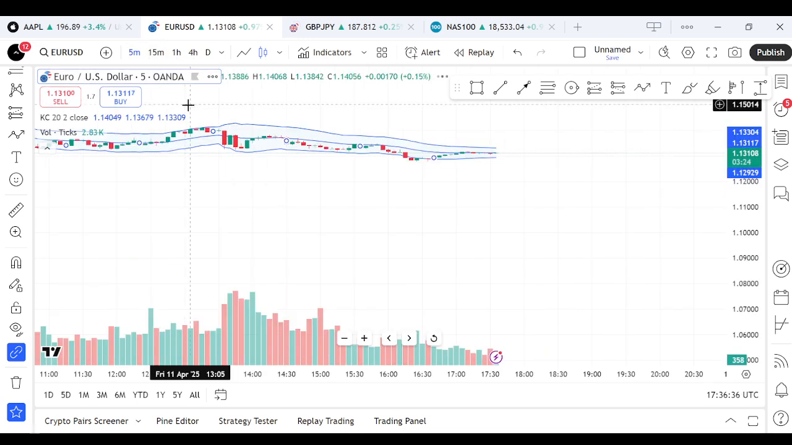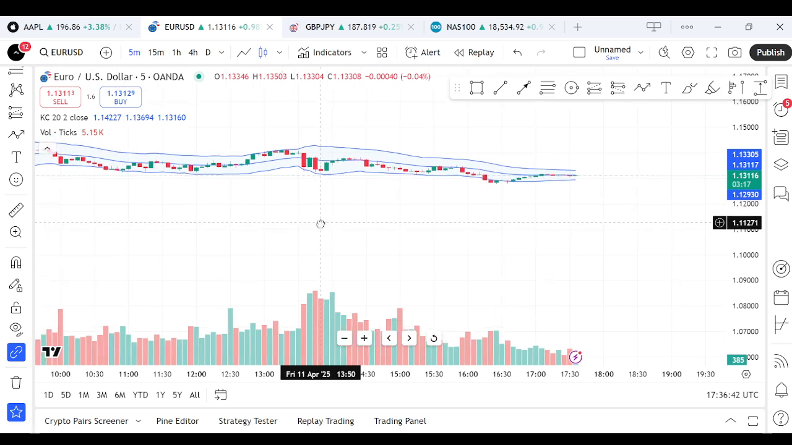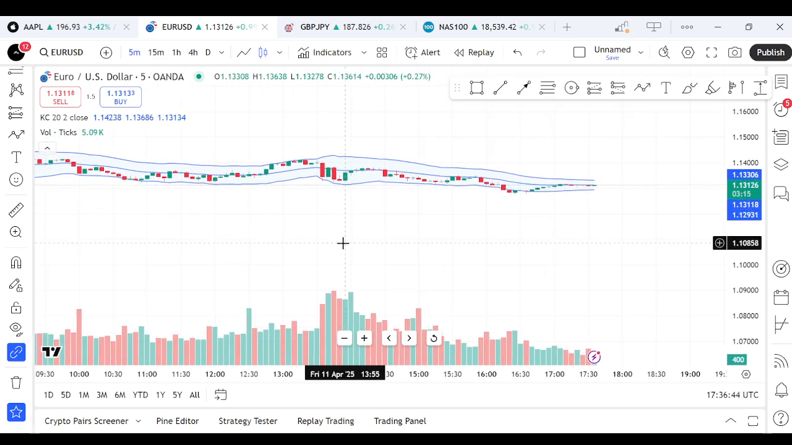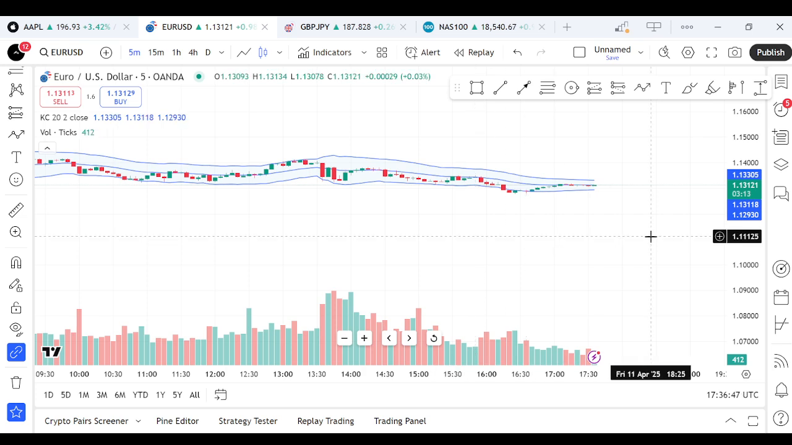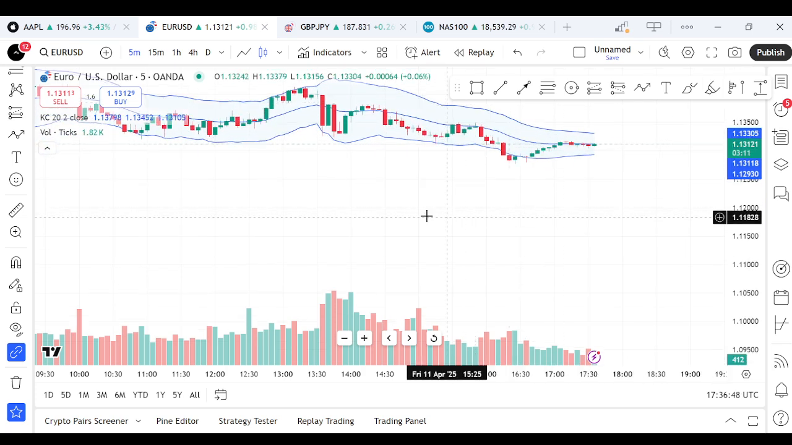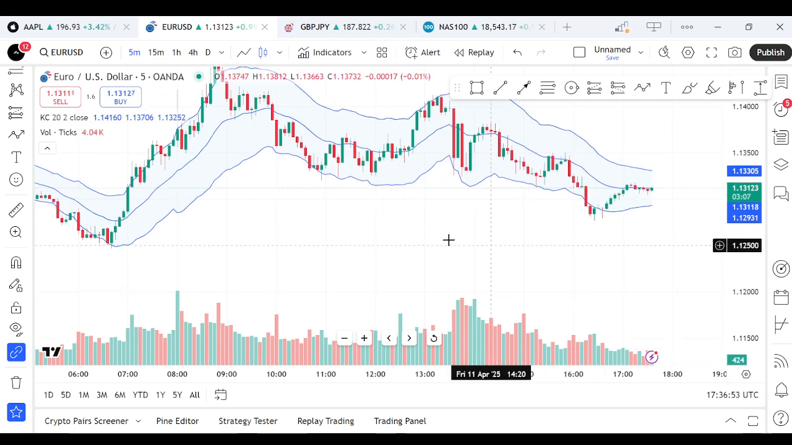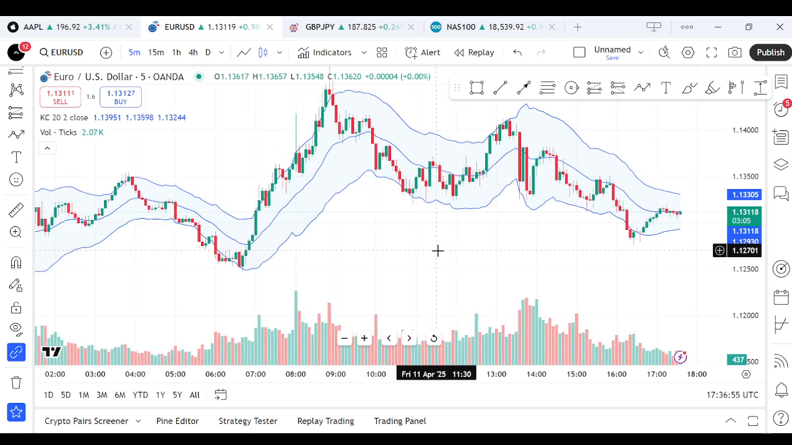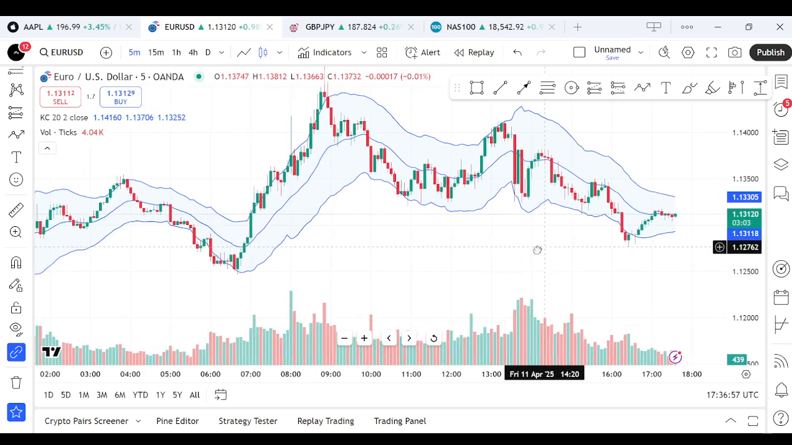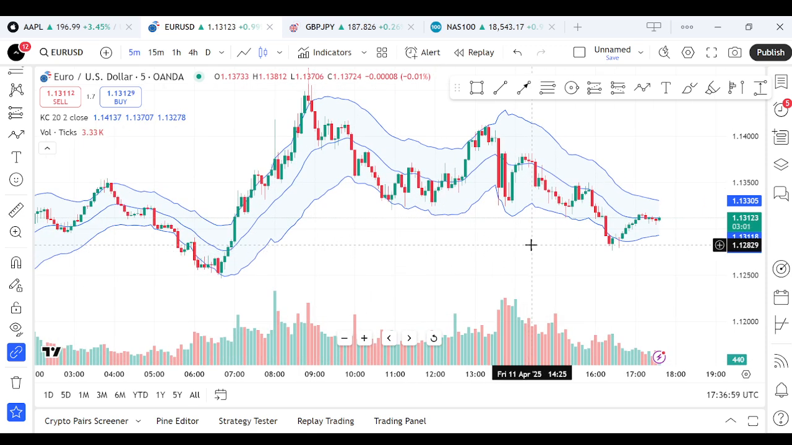In today's video we are going to be talking about the Keltner Channel scalping strategy, which is a powerful technique that can help you capitalize on quick price movements in the Forex market. So if you've been searching for a reliable method to identify high probability setups and execute precise trades, this strategy might be just what you need.